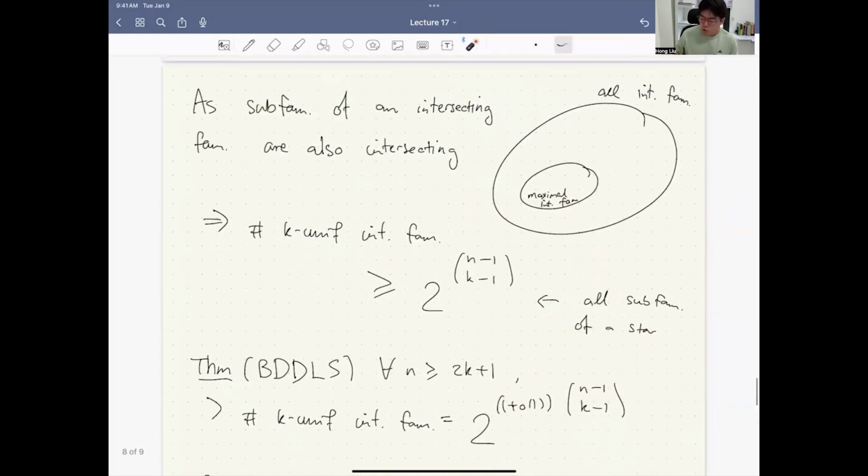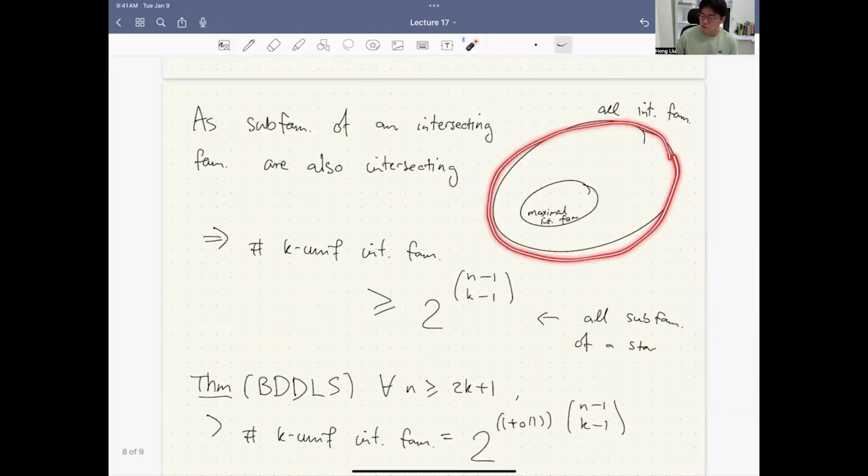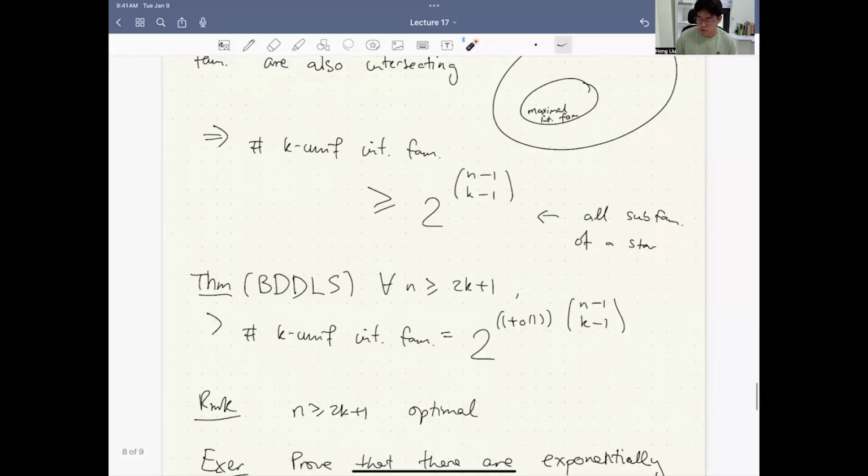Good. So that means more or less we know the size of the set of all intersecting families of k-sets. Now let's look at this subfamily. We want to prove, intuitively, that this subfamily, since those are the maximal ones, is much smaller than this. That's what we want to establish. This turns out to be true.